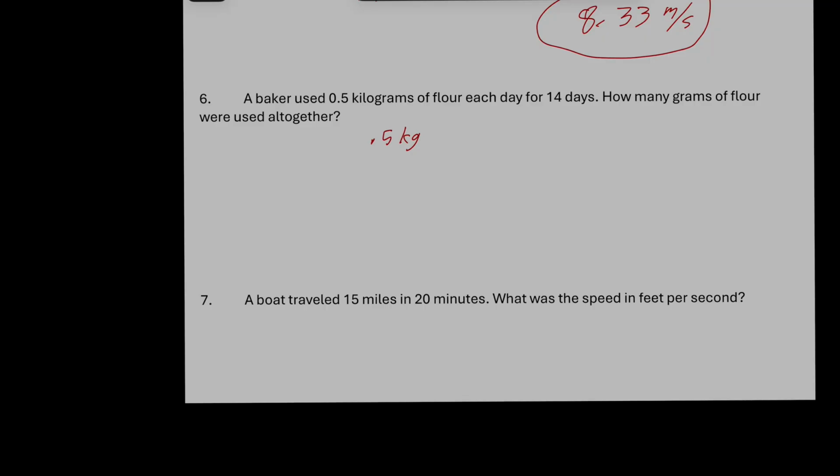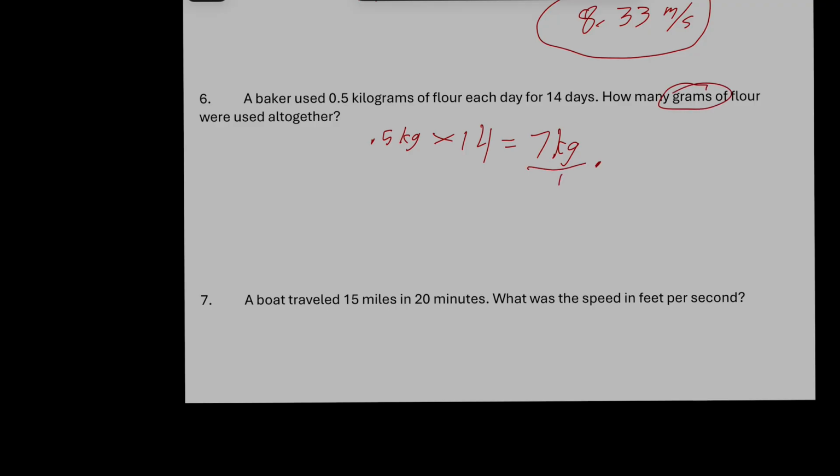The best way to do it: we knew we used a half a kilogram for 14 days, so I just multiply that by 14. And 14 times a half, I hope you see, is 7. So he's going to use altogether 7 kilograms. Now all I have to do is put that into grams and we'll win.